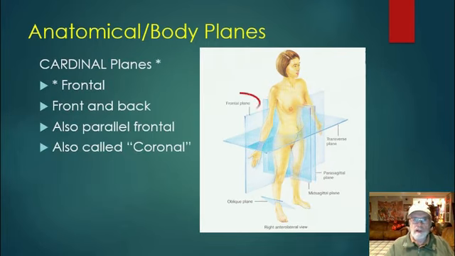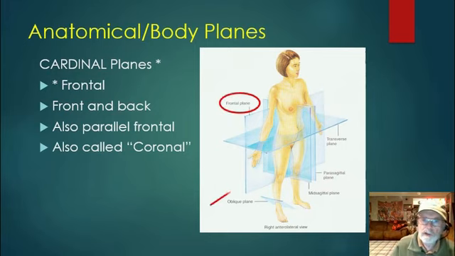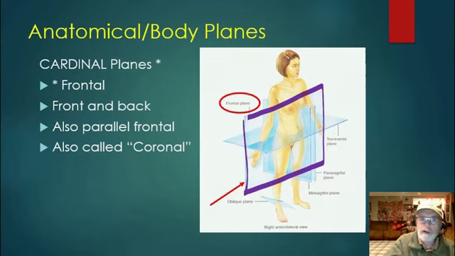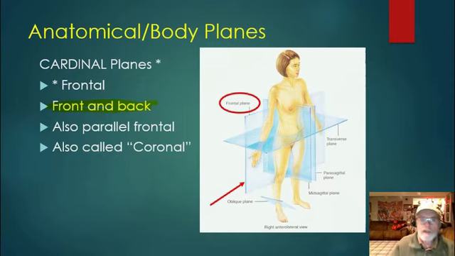The second plane we have is called the frontal plane. And here's the frontal plane. Now the frontal plane goes this way, this way, this way, this way, and it divides the body into a front and a back. This frontal plane is also called the coronal plane. So if you see the word coronal, coronal also means the frontal plane. It divides the body into a front half and a back half.